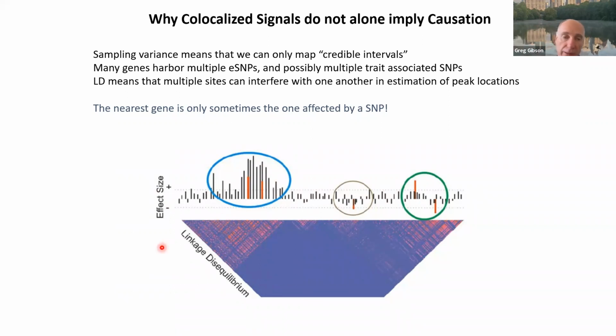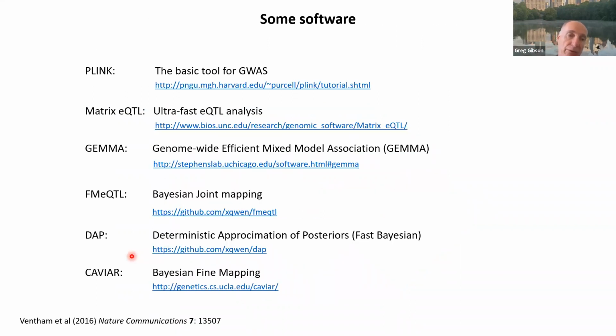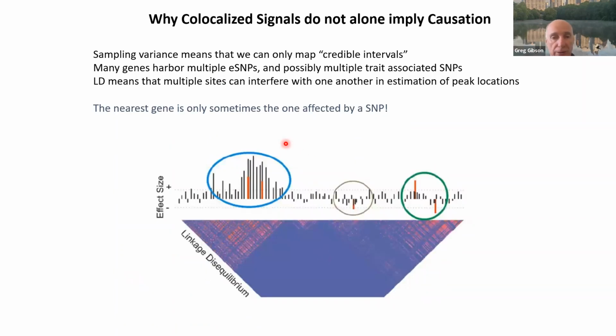Okay, so DAP and CAVIAR and some others are just tools for doing this fine mapping, and what they're doing is approximating the signal that's most likely to be responsible for these effects. And those tools are also suggesting that it's quite common that you've got 2 or 3 variants responsible for each effect. A few times I've used the term credible interval. So a credible interval is a set of all SNPs which could feasibly or plausibly explain the EQTL effect.